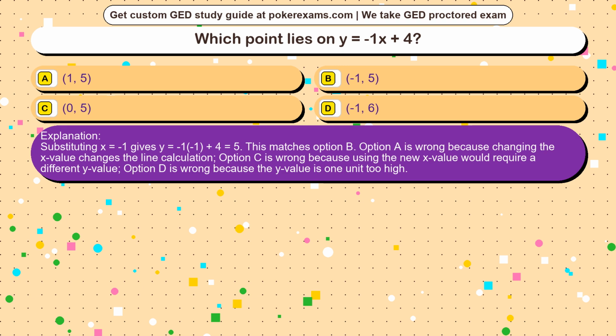This matches option B. Option A is wrong because changing the x value changes the line calculation. Option C is wrong because using the new x value would require a different y value. Option D is wrong because the y value is 1 unit too high.